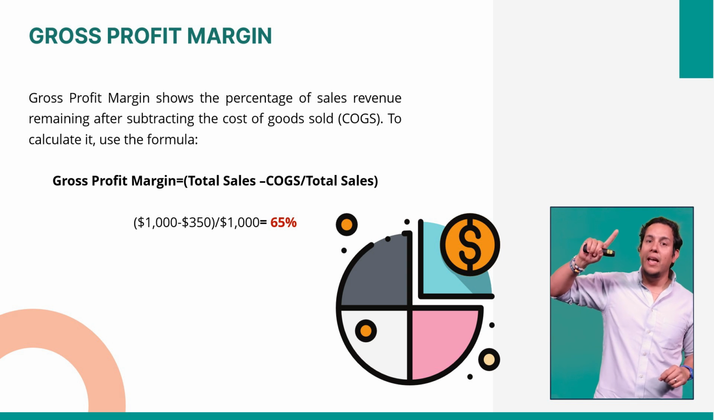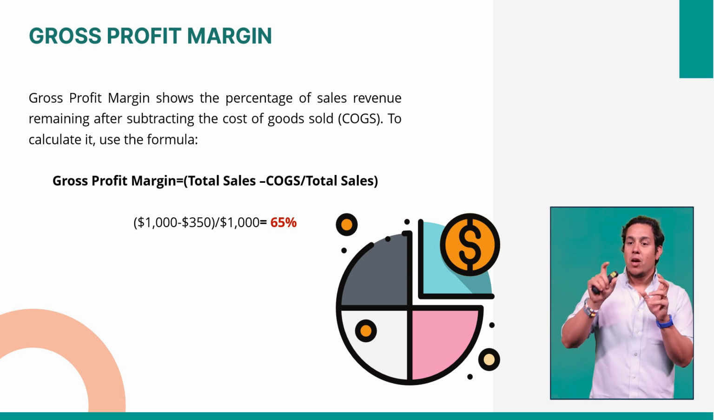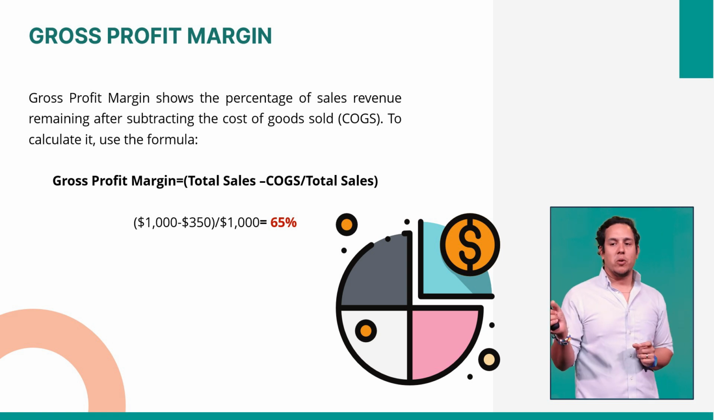Anybody remember what that was? Gross profit. There you go. Oh, good job. All right, total sales minus the cost of goods divided by the number of total sales.